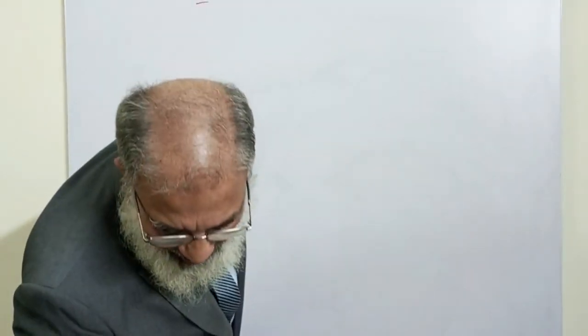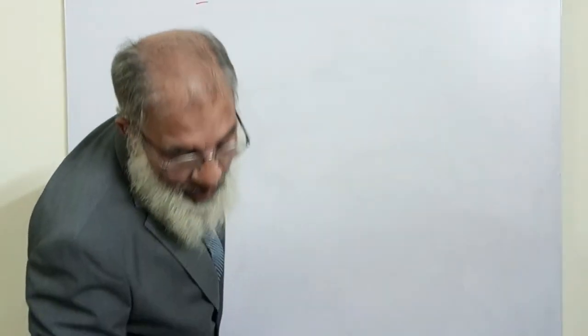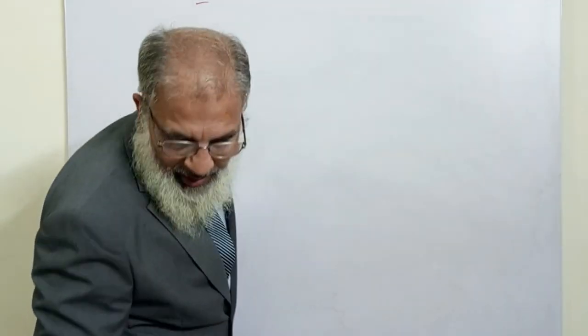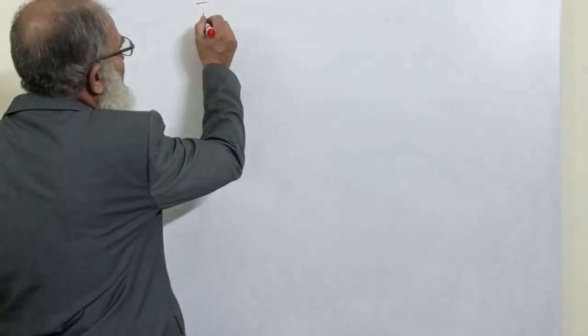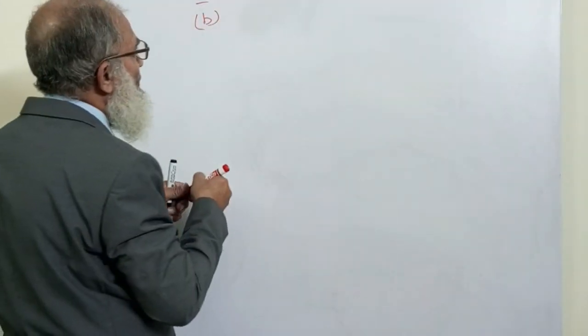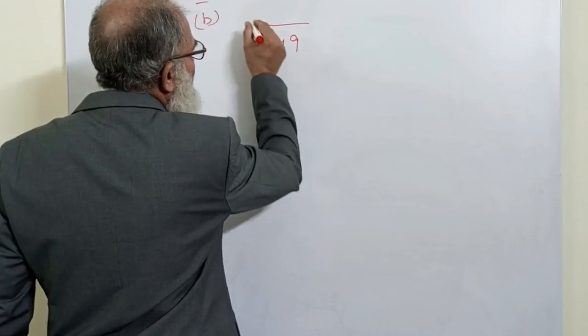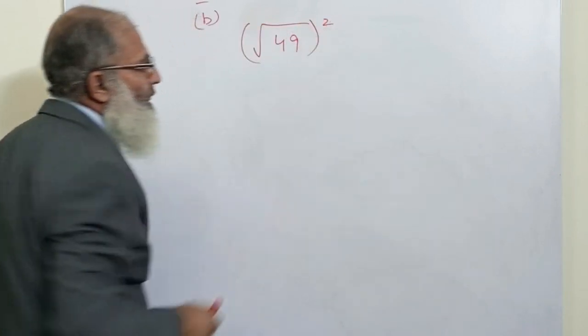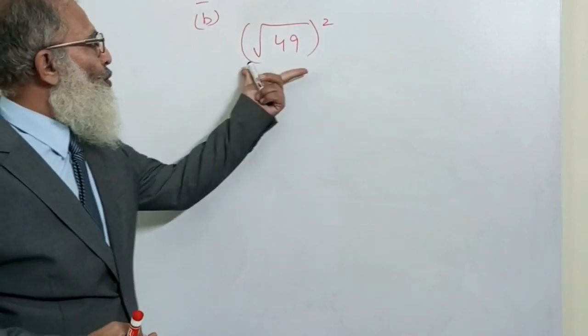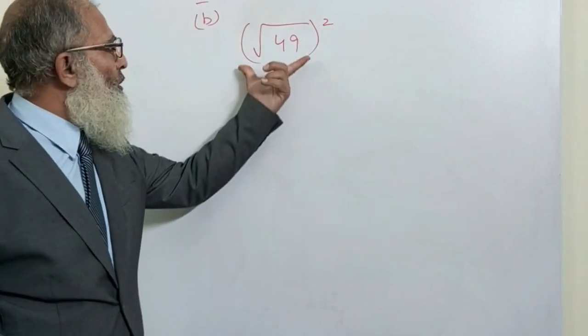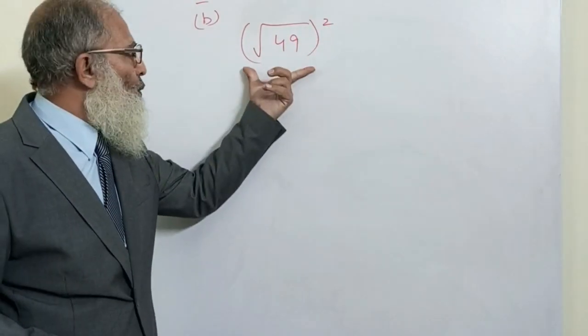Let us proceed to question number 7. Calculate. Now let me take part B first, and that is root of 49 with whole square. Whole square.